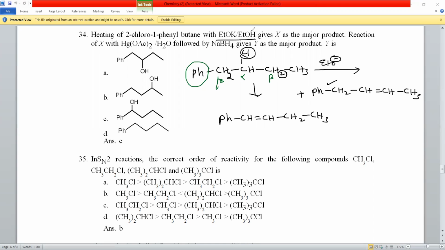Suppose you eliminate the hydrogen from this place and this place, we get this product. Here extra conjugation is there. Why? Because it is attached to the phenyl ring. So this is the major one we can tell. This is the major, so this is the X compound.